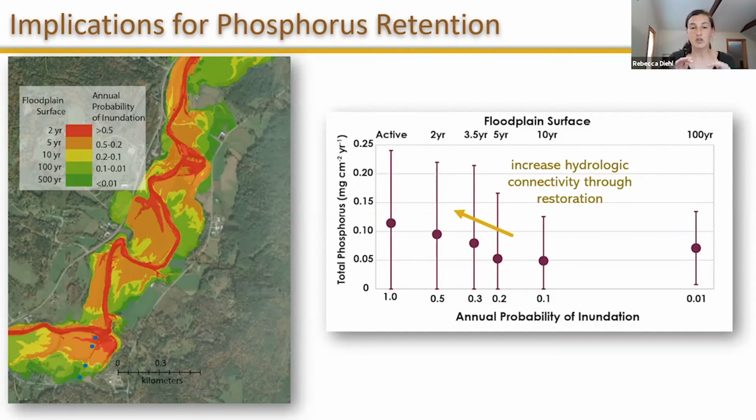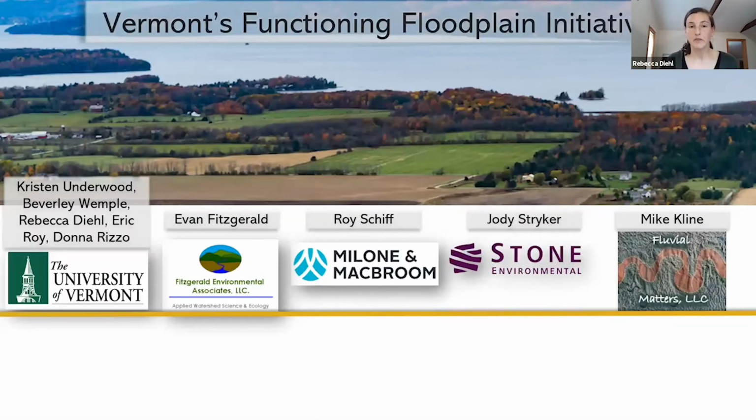And this information that we're working towards, this type of analysis, these HAND maps, all of it is going into this larger initiative, as I alluded to initially, the Functioning Floodplain Initiative. This is an initiative that myself, as well as my collaborators and other colleagues here at UVM, are working towards, trying to translate our research into a management tool. Kristen Underwood here at UVM is leading this effort and representing many of us researchers, and representing her work on in-stream processes, along with Beverly and myself.